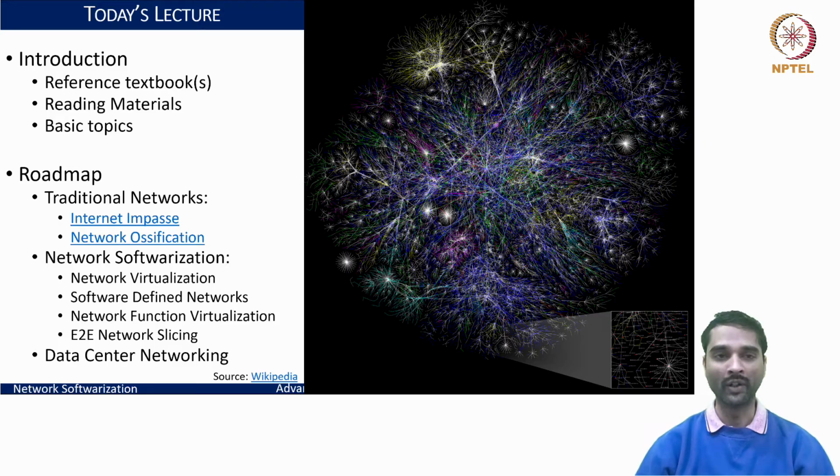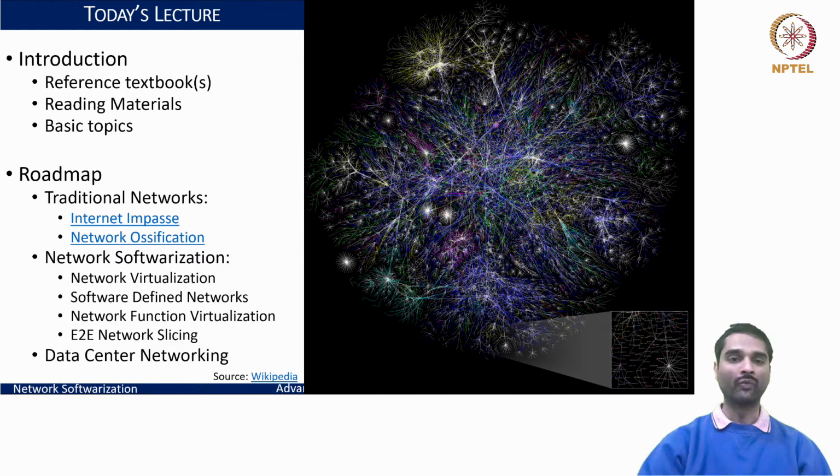So the roadmap of our learning looks somewhat like this. We begin with the traditional networks and try to understand what the networking community or the researchers termed as internet impasse and network ossification. Thereafter, we will look into the approaches that were taken to deossify and disentangle the internet impasse through the concept of softwarization. Then we will learn about the key aspects of softwarization, including network virtualization, software-defined networks, network function virtualization, and potentially end-to-end network slicing in the case of 5G.